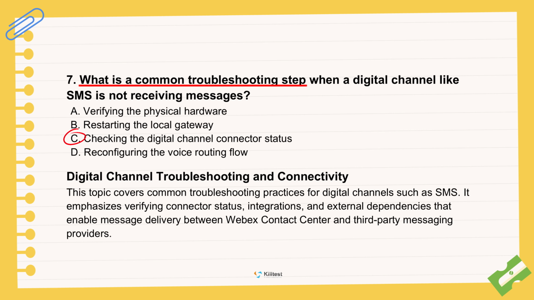Right. And D, reconfiguring the flow, that's just dangerous. If the message isn't even arriving, changing your logic downstream won't help. The problem is upstream. So tell us about this connector. What is that?